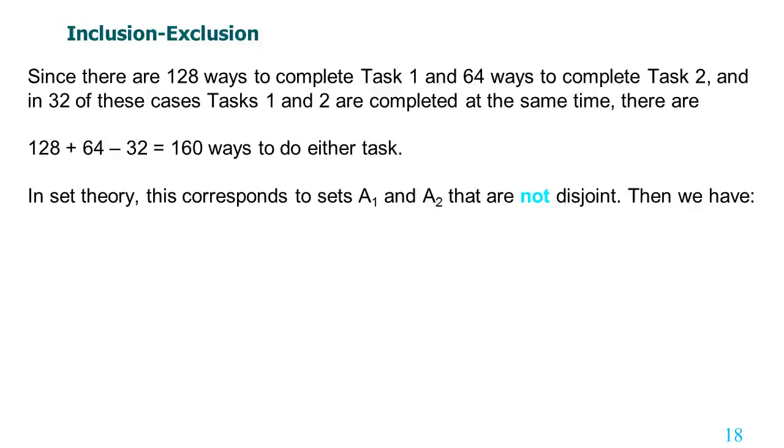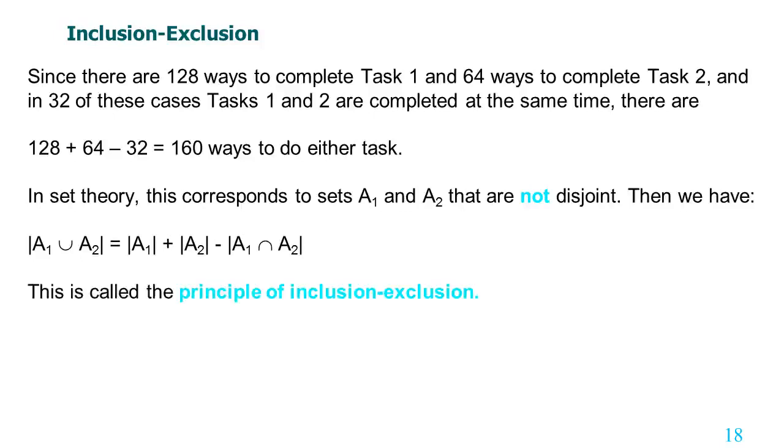In set theory, this corresponds to A1 and A2 not being disjoint. Then the cardinality of A1 union A2 is equal to the cardinality of A1 plus the cardinality of A2 minus the cardinality of A1 intersection A2. This is known as the principle of inclusion and exclusion.